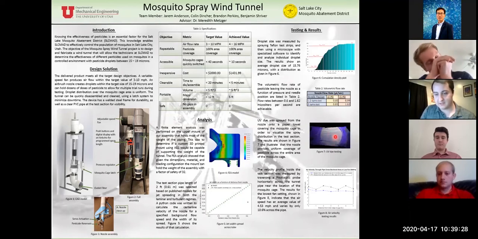There's no gaps, and it goes all the way to the very edge of the mosquito cage. Next, we'll move on to the velocity profile with Ben.